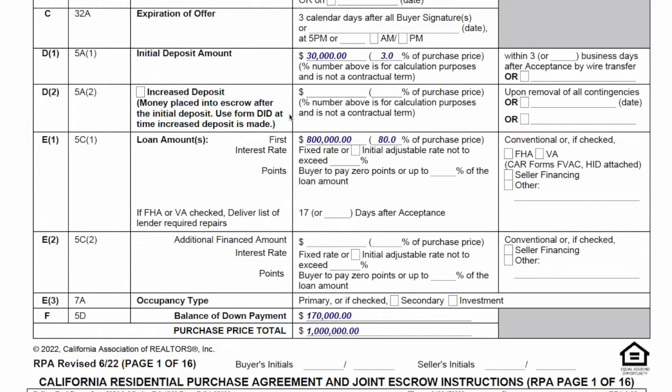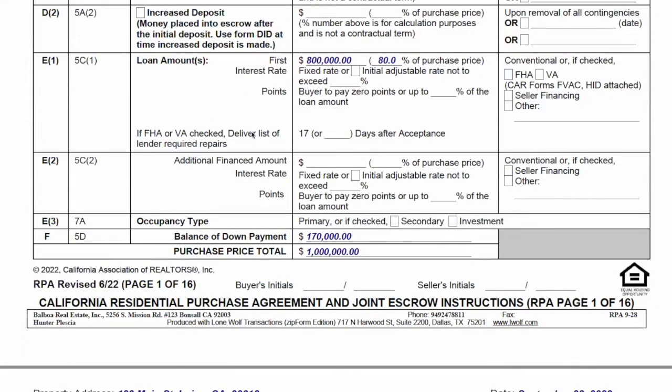Increase deposit. Now, there are rare cases when a buyer may need to offer another deposit, or more of a deposit, in exchange for, let's say, more time from the seller in a transaction. Well, you check this box and add that additional deposit here, but 99% of the time, you're not going to do it. This is a very rare circumstance. So we're going to skip it and leave it blank, because, again, it's very rare.